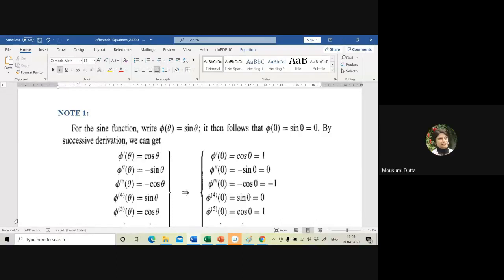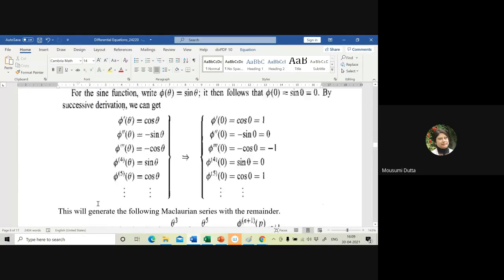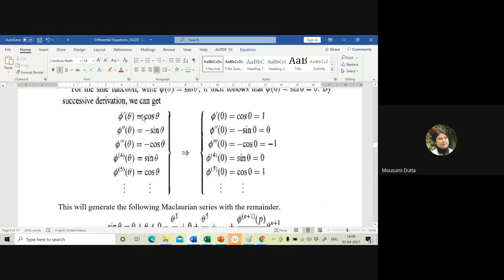Yes, ma'am. Okay, so this part you know. When I am taking the derivative of sine theta, it is becoming cos theta. When I am taking the second derivative, it is becoming minus sine theta, third derivative minus cos theta, fourth derivative plus sine theta. So it will go on like this. You can go on taking the derivatives. The values will be like this.